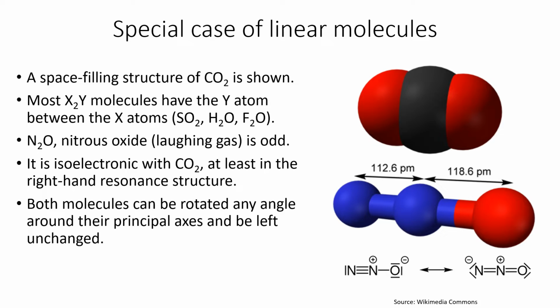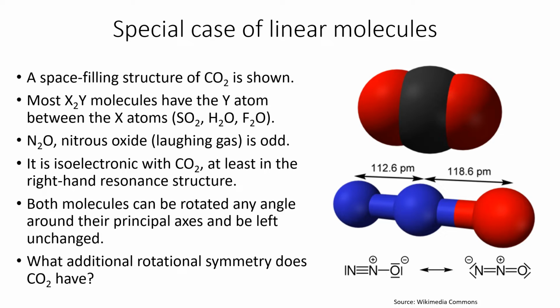And so you see what both these molecules have in common is that along the molecular axis on which we see the bonds, you can rotate the molecule any angle and it's left unchanged. So that's an infinite fold rotation axis. And in fact we see that CO2 has even higher symmetry than N2O because of its symmetry along the molecule with the odd atom in the centre. So I pose this question here: what additional rotational symmetry does CO2 have as a result of that? So you could pause it, have a quick think about it, and I'll come back with that on the next slide.